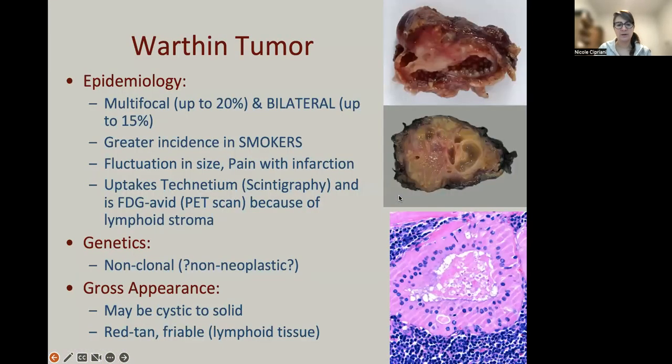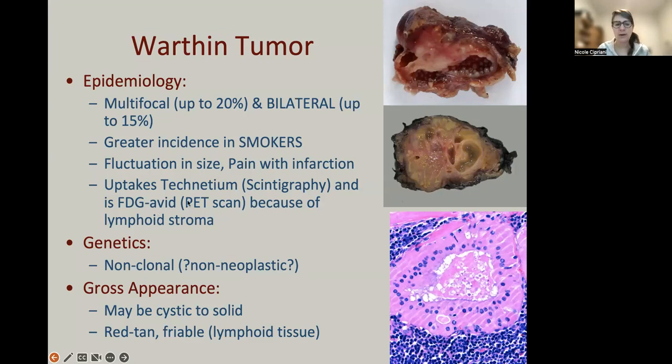So that's myoepithelial carcinoma. Warthin tumor is our second most common benign tumor. It is often quite cystic and has this kind of grungy fluid in it, often in smokers, often bilateral, often PET avid.